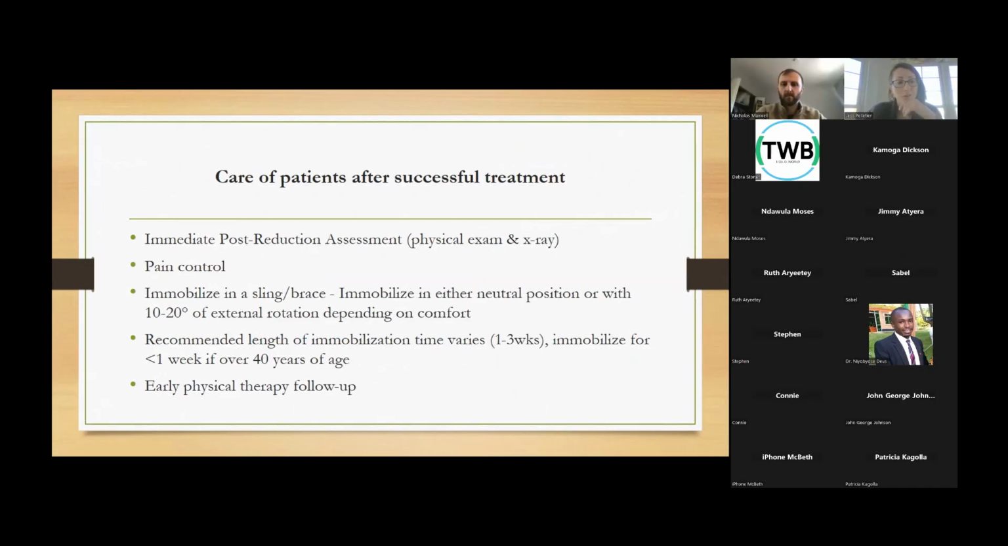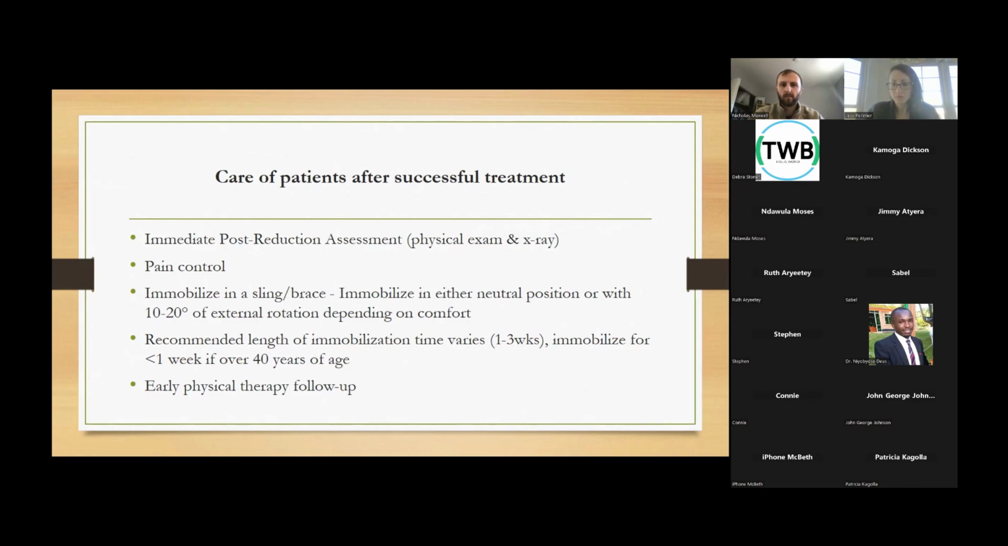So how do we care for patients post-reduction? Again, there's risk of re-dislocation. So you need to immobilize the limb very early. So have it in neutral position, put a sling around it or a brace. And the duration for which that brace should stay on is really variable, and it's dependent on how old the patient is. The standard time is about 1 to 2 weeks.